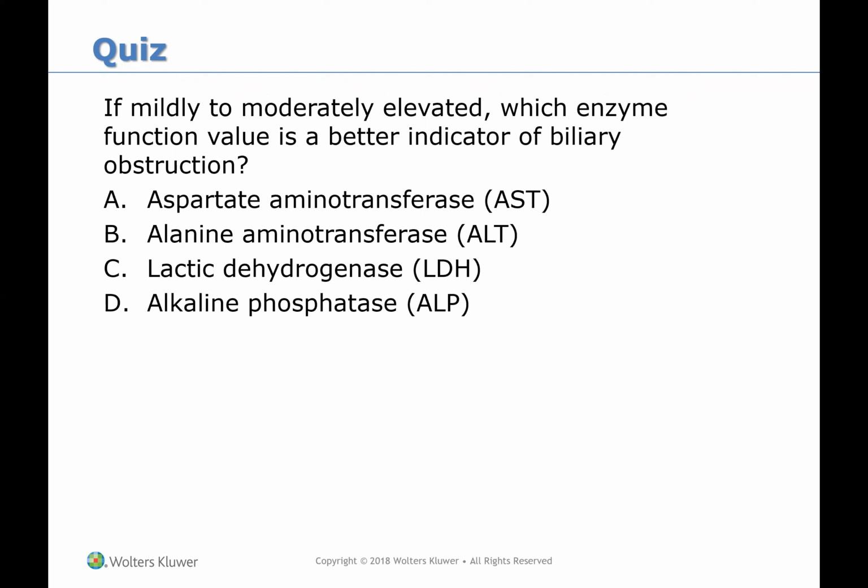If mildly to moderately elevated, which enzyme function value is a better indicator of biliary obstruction? So if ALT is elevated, it is a better indicator of biliary obstruction. So B is correct.